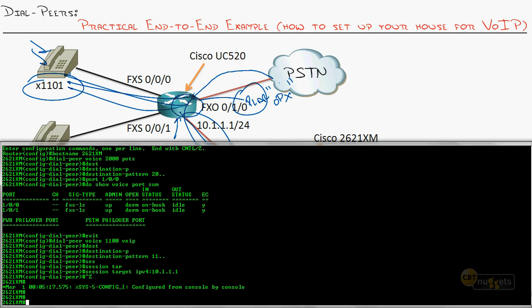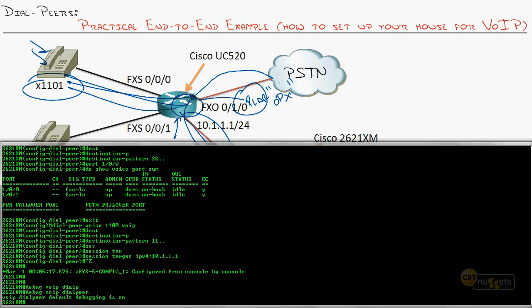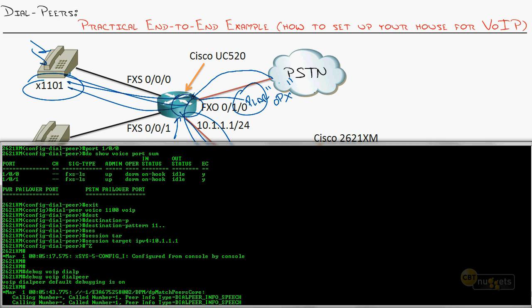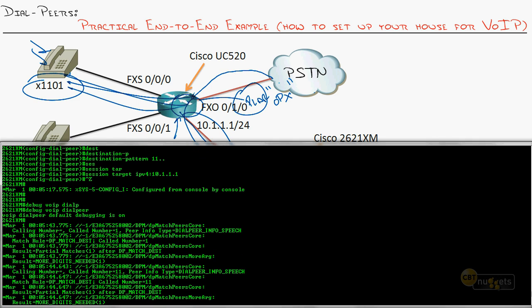So I'm gonna call from... let's go from the 2621XM router up. So I'm gonna pick up the phone here and dial. Here, I'll do debug voip dial peer. Okay, I'm gonna dial 1102.